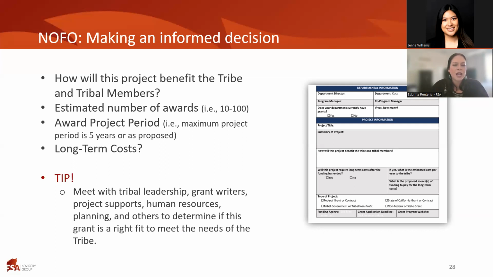The other item to pay attention to is the project period. For this one particular grant that we're looking at, the project period is 5 years or as proposed. So can we make something happen in 5 years or less? And is this a project that has long-term costs? So what is it going to need in order to continue the project moving forward? In the notice of funding opportunity, it should be giving you all the information to make an informed decision.